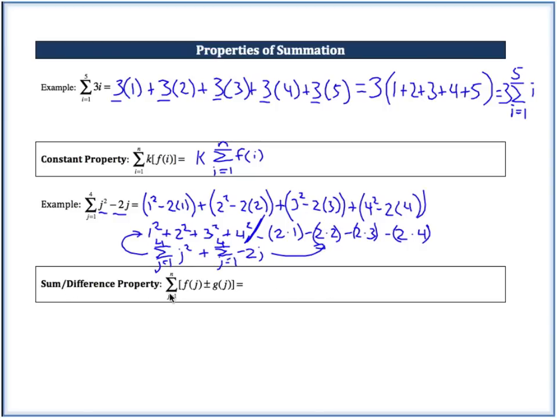So in essence, the sum and difference property says if you have a sum from j going from 1 to n of two functions added or subtracted, you can actually separate those functions out, find the sum of each one separately, and then add them together. So there would be the sum of f of j, and then plus or minus the separate sum of g of j.